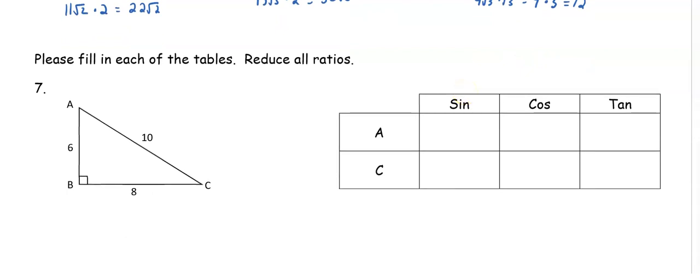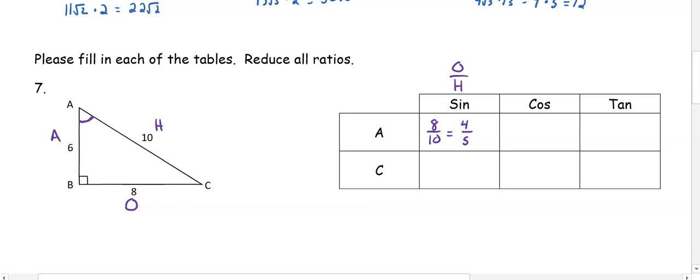In number 7, now we're moving into our trig ratios. So fill in the table and reduce all ratios. So we have sine, cosine, tangent for angle A and angle C. So if we are using angle A, we are going to label our opposite, hypotenuse, adjacent. Remember that sine uses opposite over hypotenuse. So the opposite side is 8, the hypotenuse is 10. We can reduce that then to 4/5.